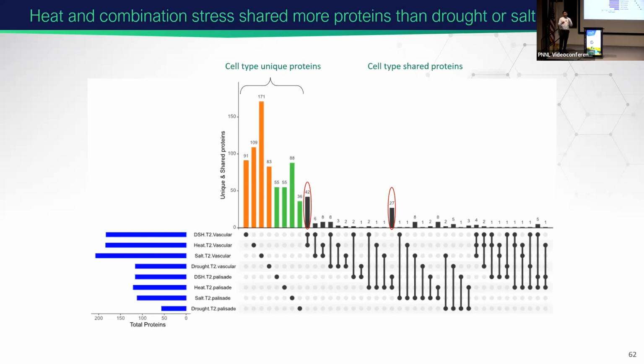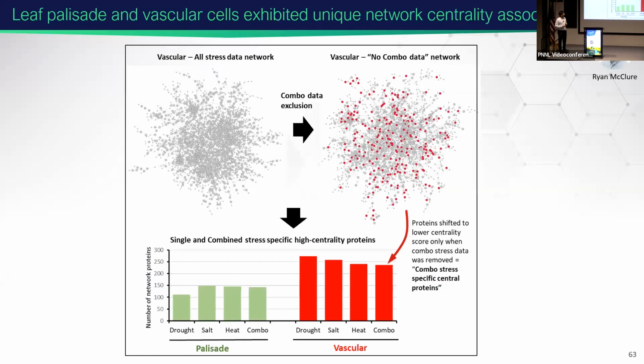We also wanted to take another approach to see proteins that don't change by fold change, but change in a subtle manner, but still are important to stress response. To do that, we worked with Ryan to generate this co-abundance network. So basically, Ryan took the proteins that are present in drought, salt, heat, and combination, all four conditions, and then he made a co-abundance network out of it.